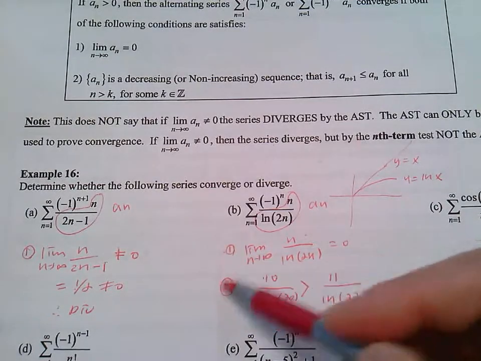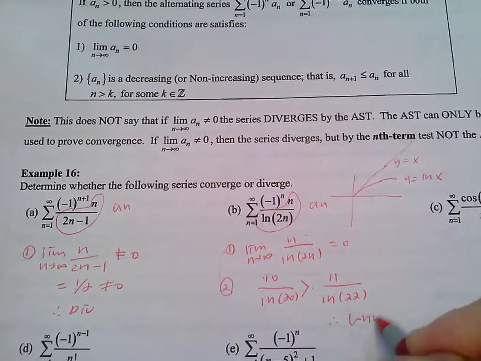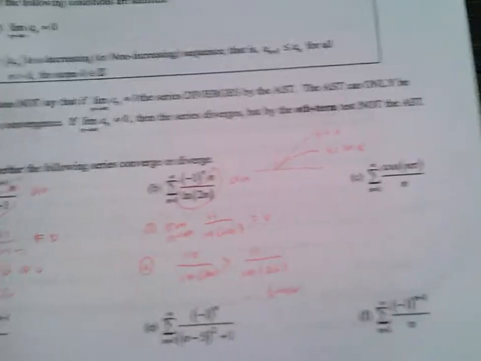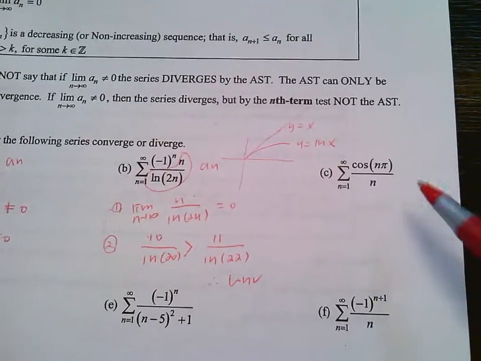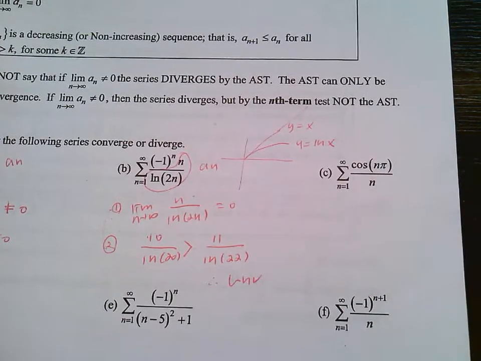Since those two conditions are satisfied, we know B also converges. Okay, C, I don't think we have to use the alternating series test because we can use a direct comparison.